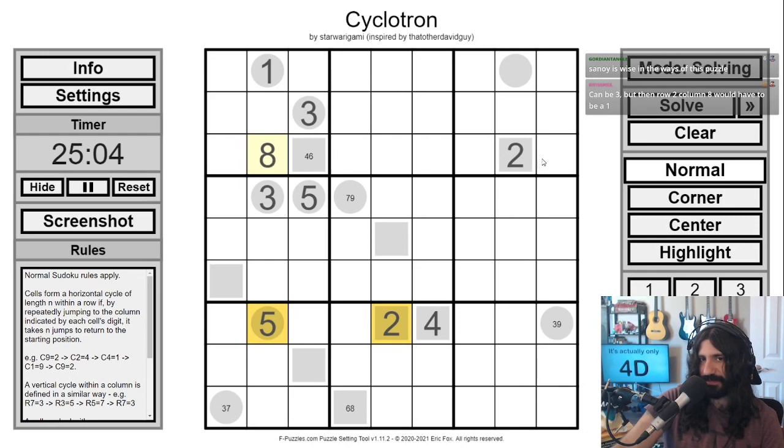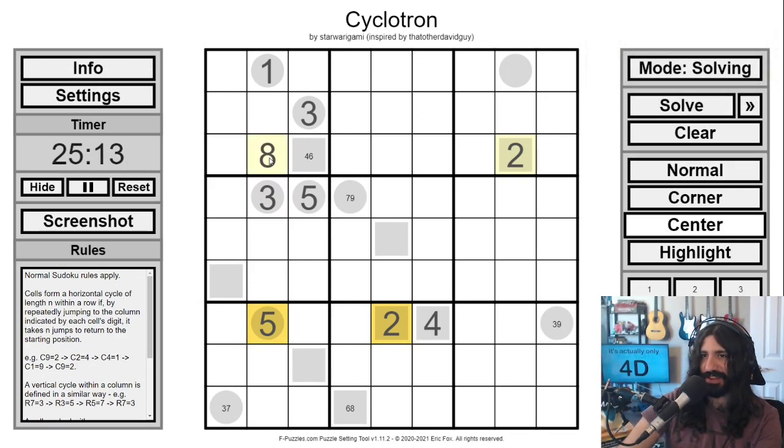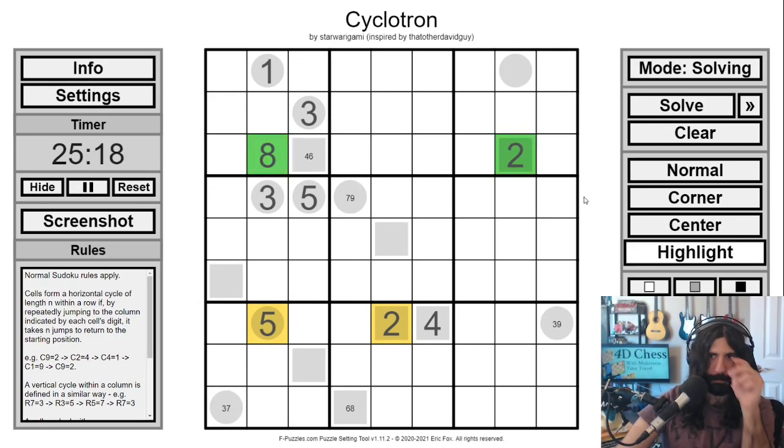So that's an eight, right? Very good. And then this helps because it's a three. Aha! Okay. Oh, my God. This solves itself. Wild. Okay. Highlight. Let's use green. Okay. Two and eight.